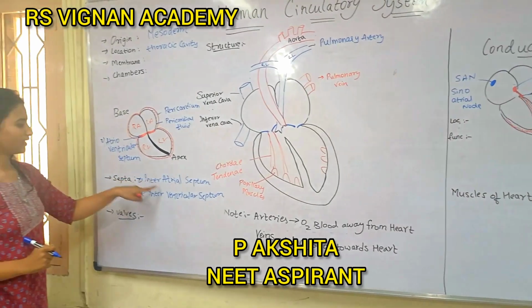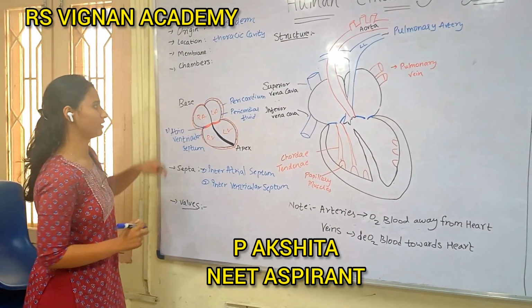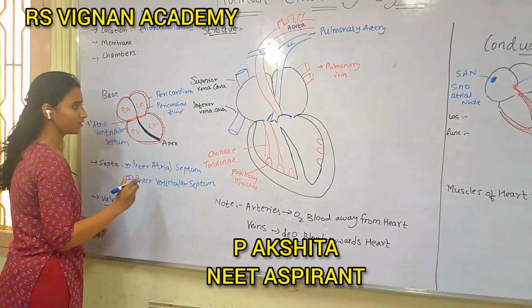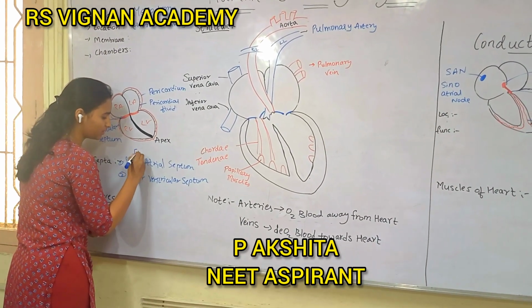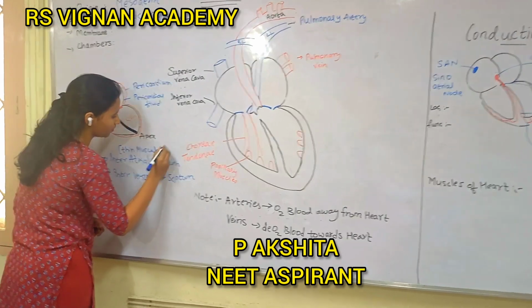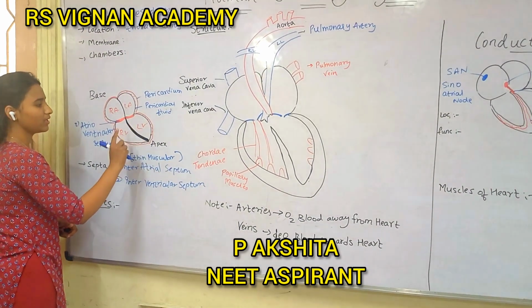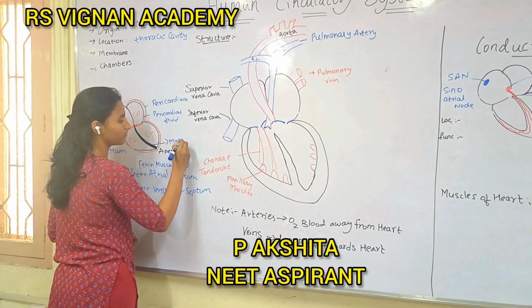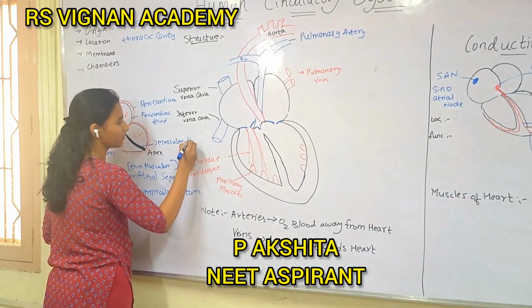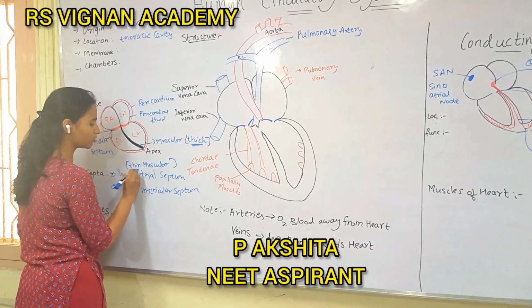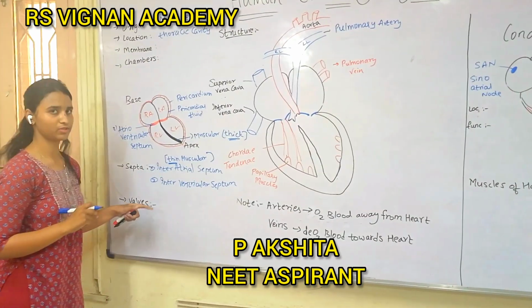Now this interatrial septum is actually thin. As you can see, I have drawn a thin line. It is a thin muscular layer. Even the interventricular septum is muscular, but it is thick. So this is the main difference. This is thick and this is thin. It has also been asked in a previous year question of NEET.